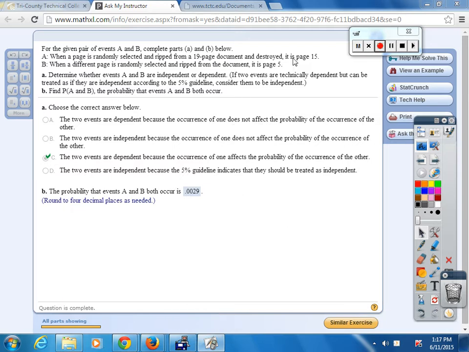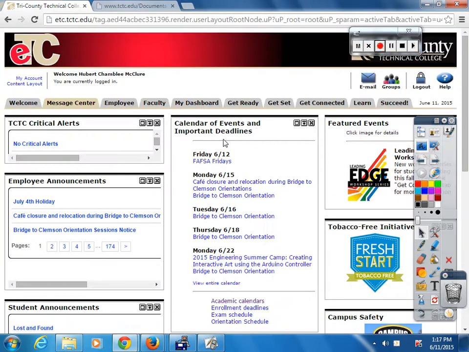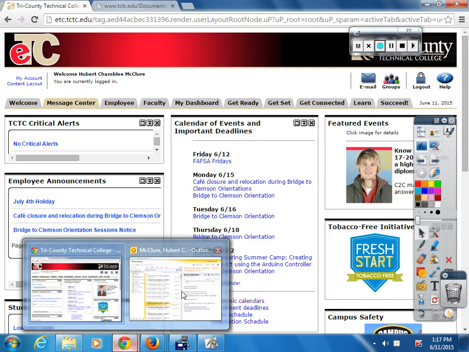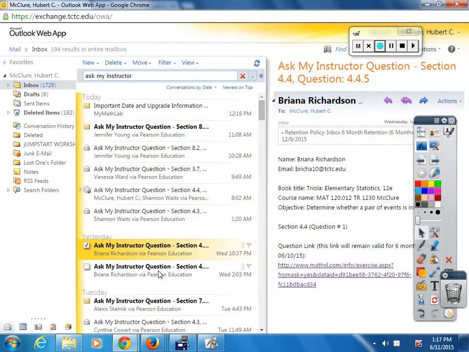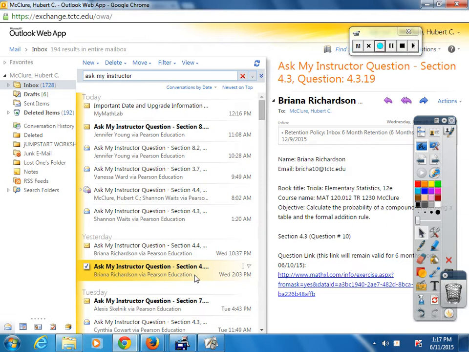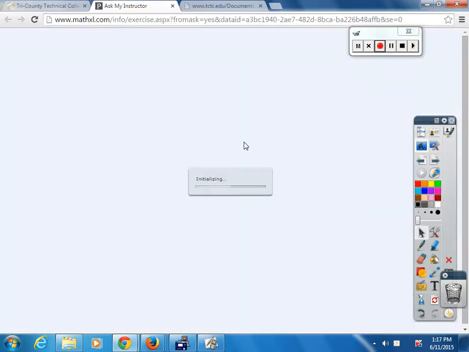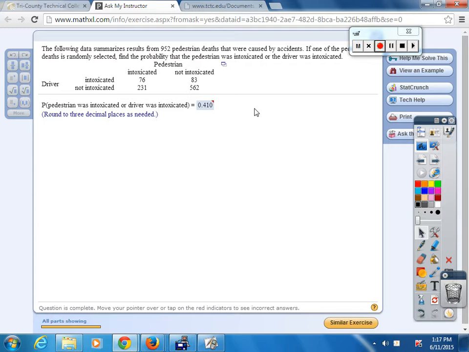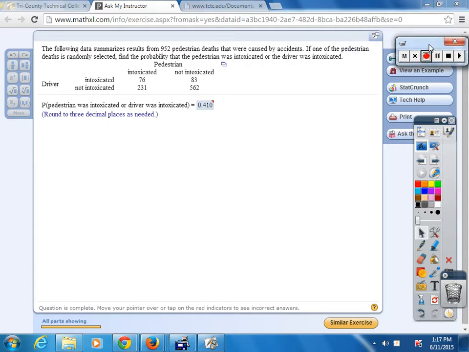All right, let's do another one. Let's find one that somebody else sent in. Where's my? There we go. 4.3 19/10. Okay. I'll blow it up for you. Can you make it a similar one? Yeah, we'll do this one and then we'll do a similar one.